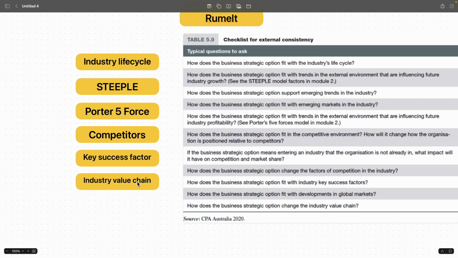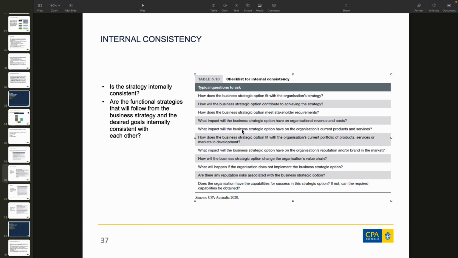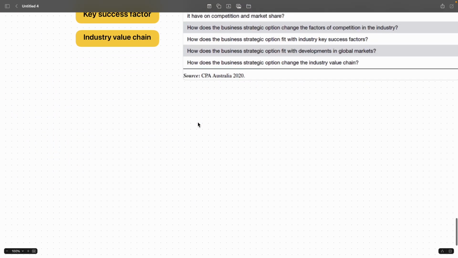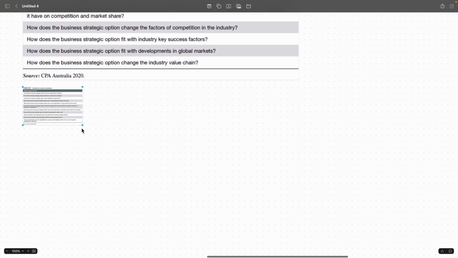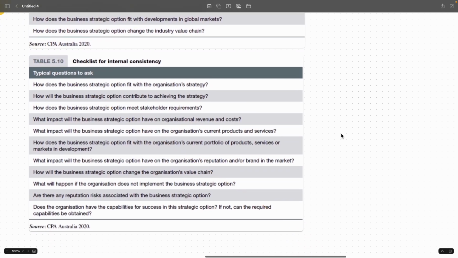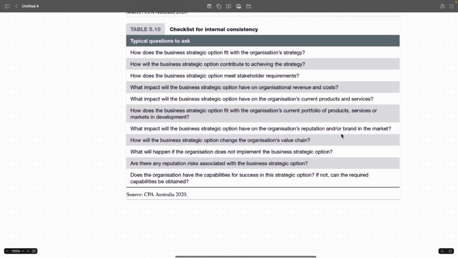All right, okay. Next one we're going to go into is about: is the strategy internally consistent? What are the functional strategies that follow from the business strategy, and are they internally consistent with each other? So when you say functional strategy, what we are talking about is the functions themselves. Okay, let's look at the first one. How does the business strategy fit with your organization strategy?